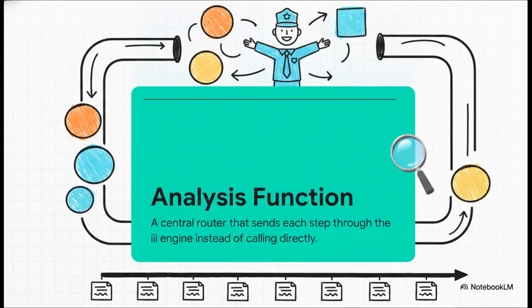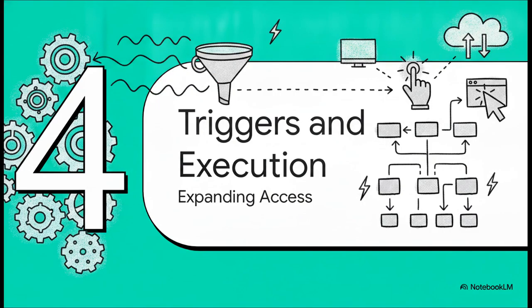So, the big takeaway here is how this analysis function acts as a pipeline. It orchestrates all those smaller functions incredibly efficiently through the engine. Instead of your main Python script directly calling the normalization function and then the tokenization function, it routes every single step through the III engine. It's essentially acting like a smart traffic cop, smoothly managing the flow of our document intelligence process from one discrete function to the next.